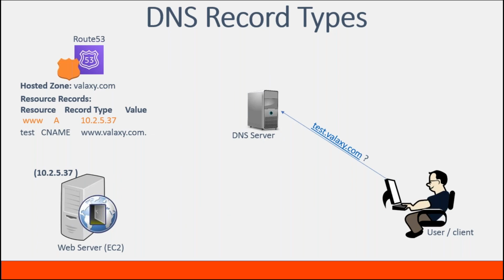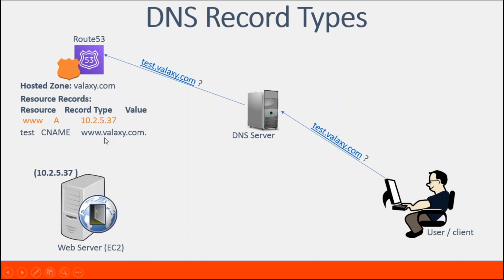The request is sent to the DNS server. It is forwarding the request to the authoritative name servers from the domain registrar. Now Route 53 will be checking whether I have the veloxy.com hosted zone. If yes, it checks for the resource record. What is the name of the resource record? The name is test. It checks for the test name. Okay, the resource name test is found.